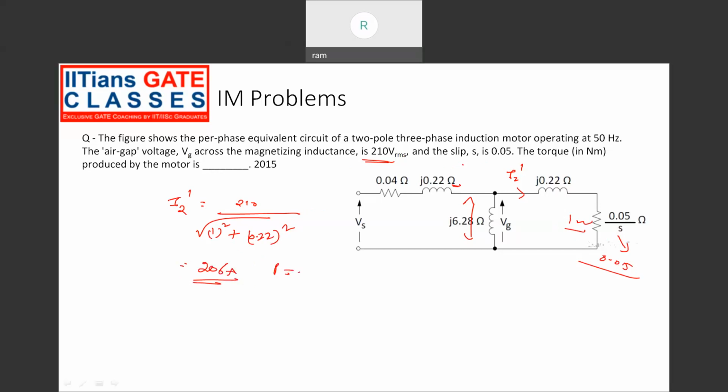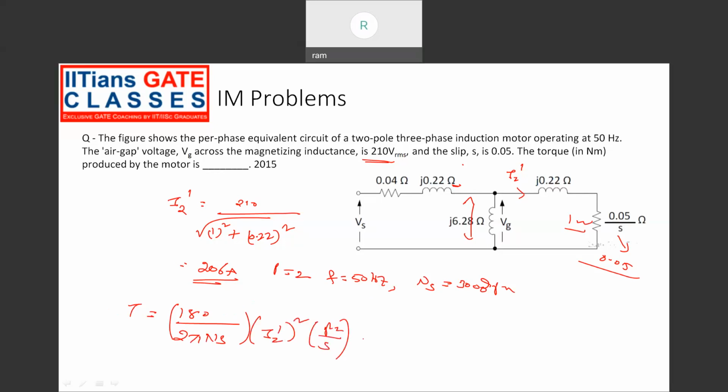They have given P equal to 2, frequency equal to 50 Hz, and Ns equal to 3000 RPM, 120 F by P. So we know that the torque produced can be given as 180 by 2 pi Ns into I2 dash square into R2 by S. Okay, so that is 180 by 3.14 into Ns is 3000 into I2 dash square, that is 206 square into R2 dash, that is 0.05 by 0.05. So this gives you 401 Newton meter.